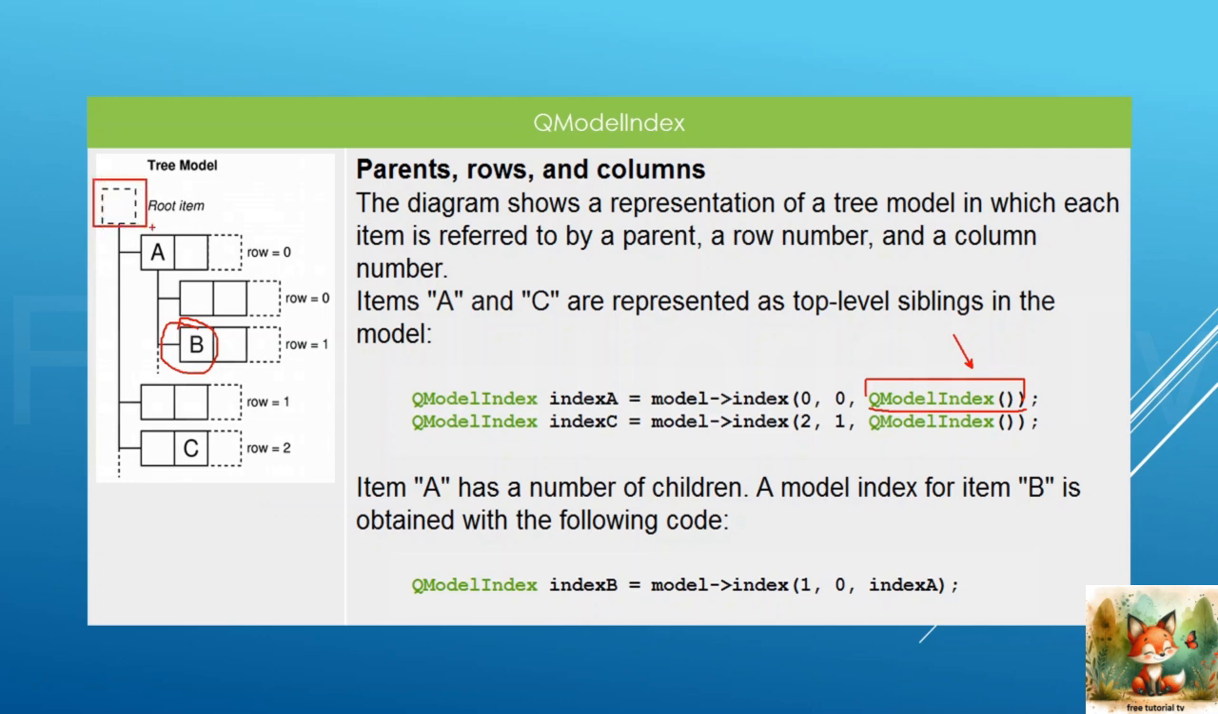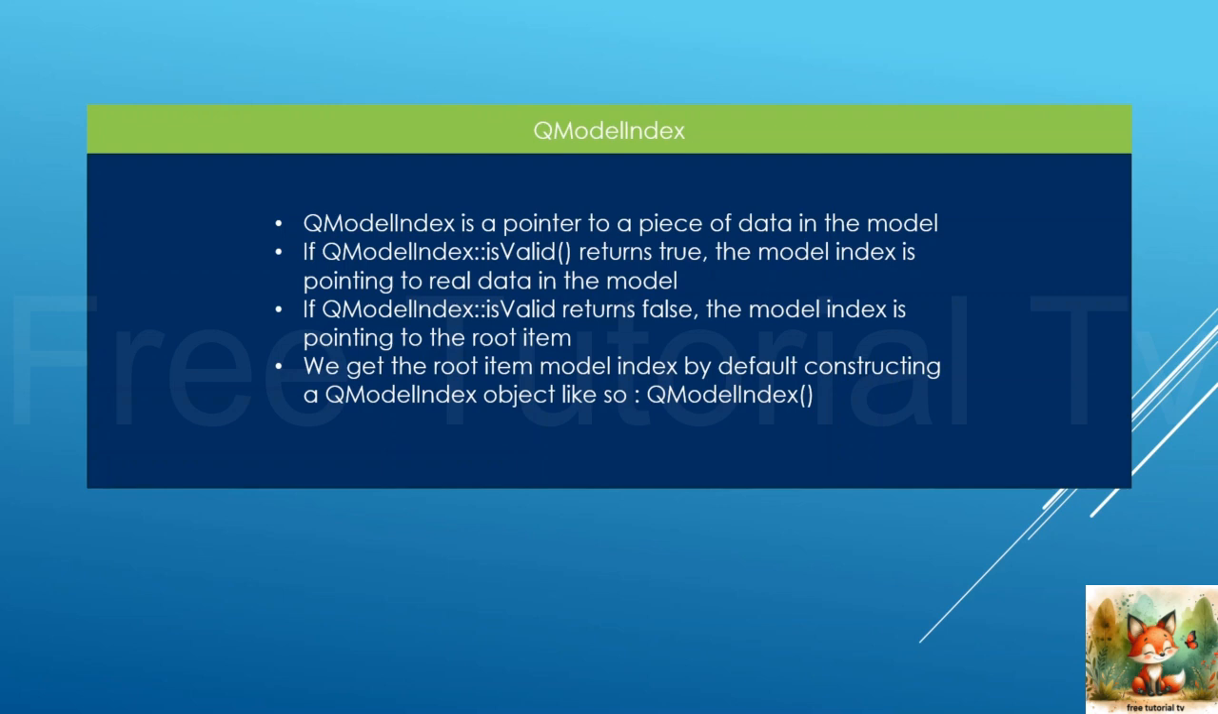This is something we can do. Now, a model index is really a pointer to a piece of data in the model. This is how I would like you to think about it. And we have the ability to check and see if a model index is valid. We can do that by calling the isValid method on our QModelIndex object.